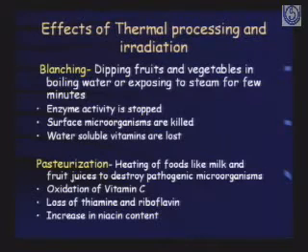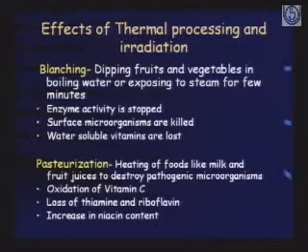We apply various processing techniques to food, and most important and very common is thermal processing. Under thermal processing, there are various treatments like blanching. Blanching is dipping fruits and vegetables in boiling water for a few minutes or exposing it to steam. It is done to stop enzyme activity and kill surface microorganisms, but it also leads to leaching of water-soluble vitamins.